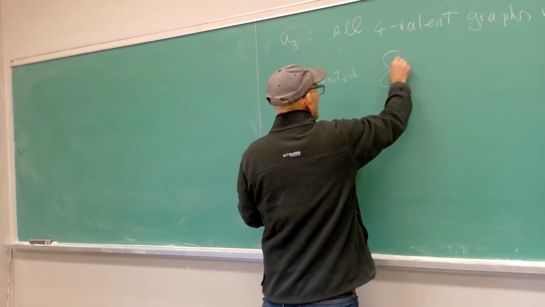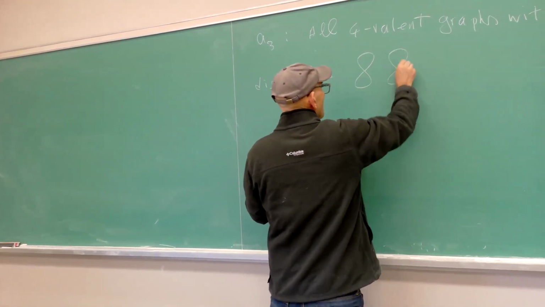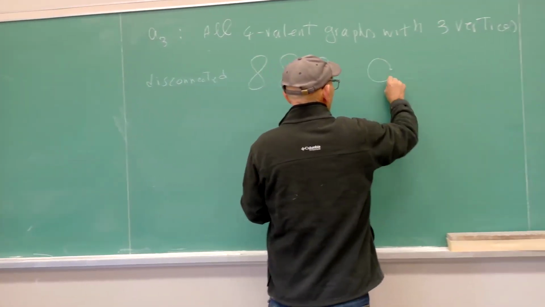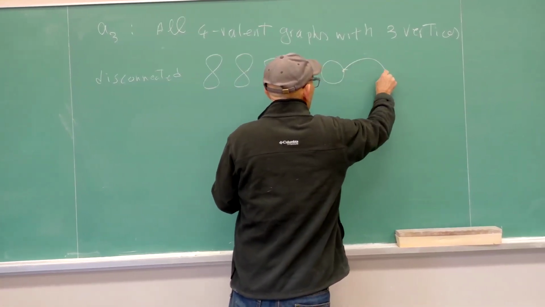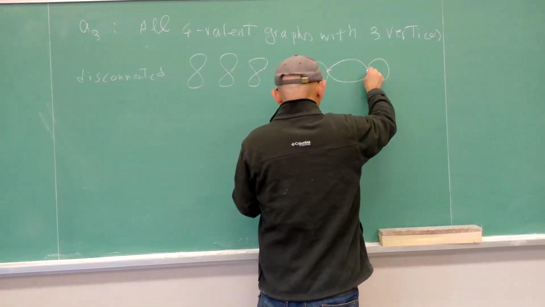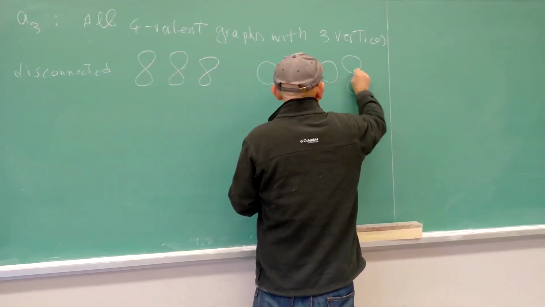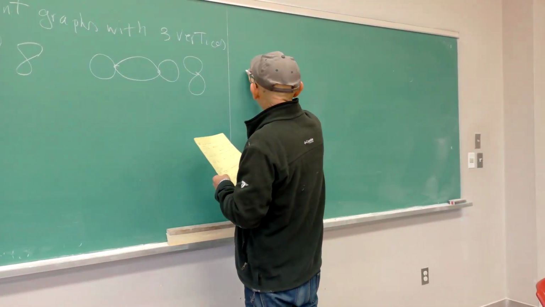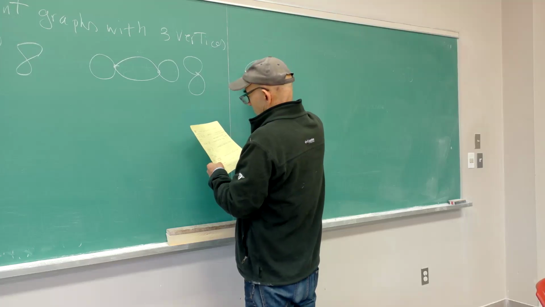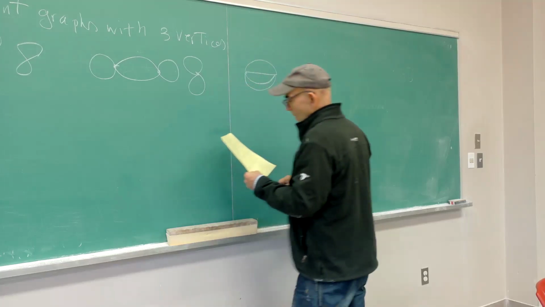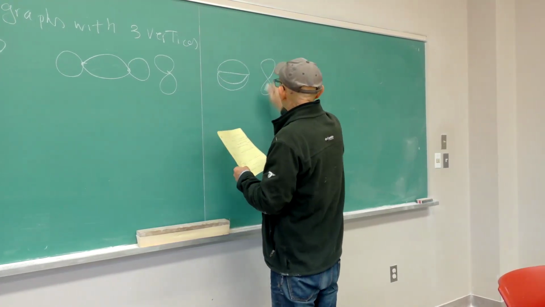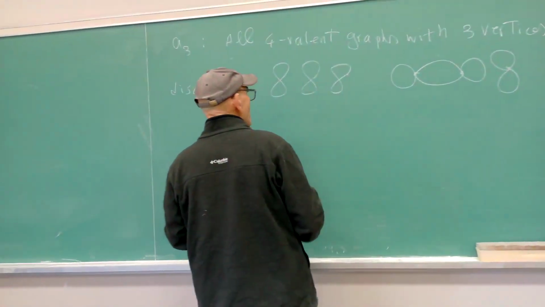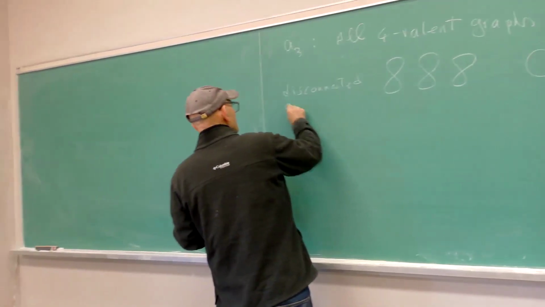Okay, so these are 3 H graphs. That's one. Then there is this disconnected graph. There's this one. And there's another one. Then there is 8. Okay. So there is gamma 1, gamma 2, 3. So these are disconnected graphs.